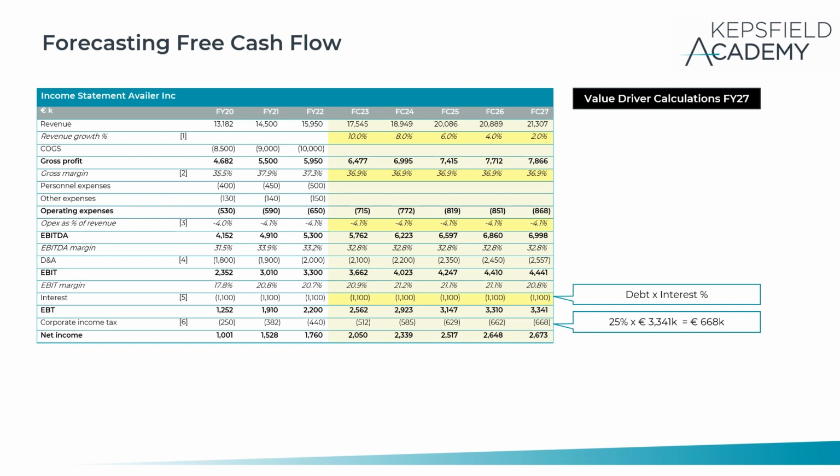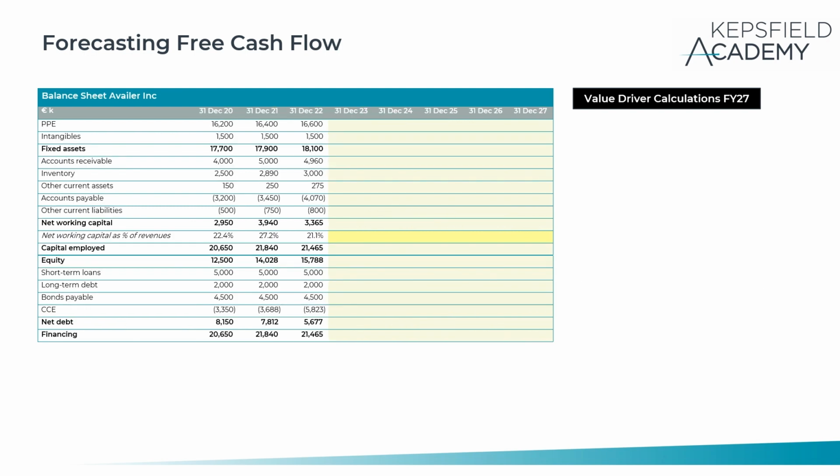Next, we are going to forecast the balance sheet. We start with the property, plant, and equipment balance from our corkscrew calculation. Intangibles are projected to remain stable at the year-end 2022 balance.